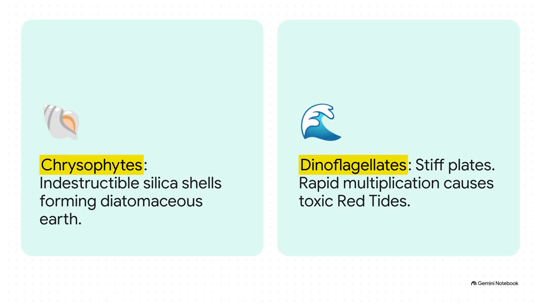Now compare that to dinoflagellates. They have stiff cellulose plates and two flagella for spinning rapidly through the water. When certain types, like Gonyaulax, multiply out of control, they cause what we call red tides, releasing toxins so powerful they can literally wipe out other aquatic life.